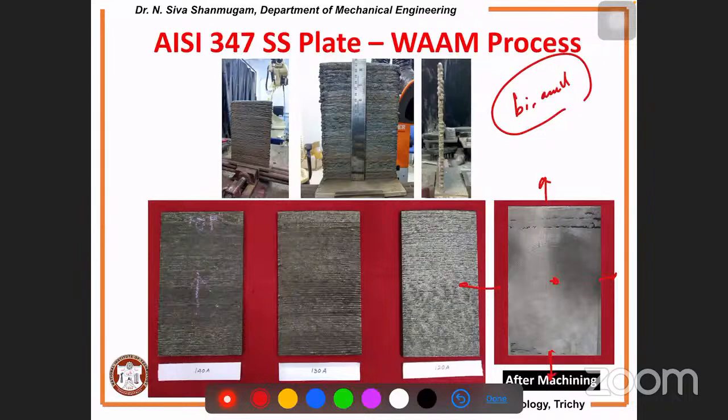The thing is, you have to work in such a way that our concentration is only on the building direction, not on the Z direction. If we do something about the rolling, something about the extra operations, then you will get this property. So in the WAAM process, there is something called anisotropy. It varies with respect to the direction. It is not isotropic. Not even a single material in this world is isotropic. All are anisotropic. Here also it is anisotropic.